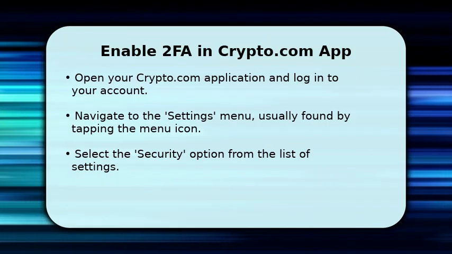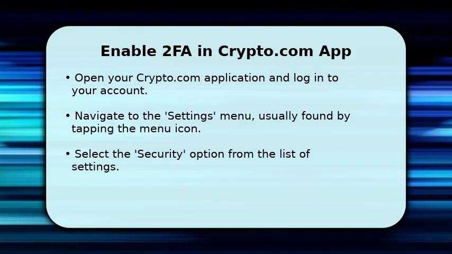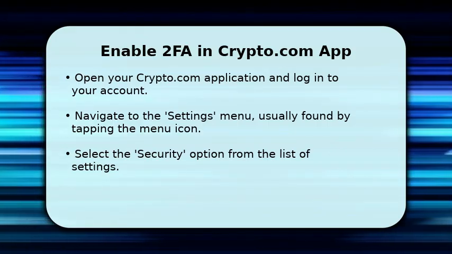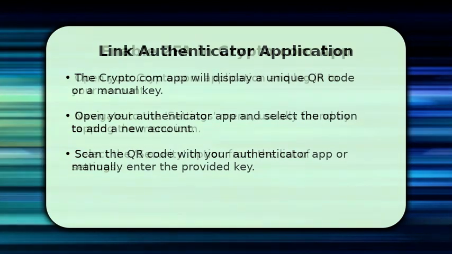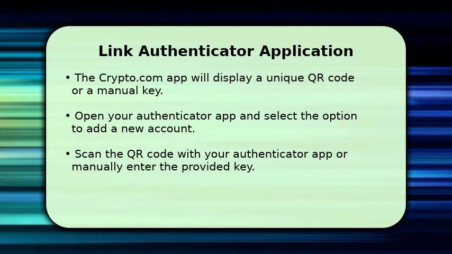Within the Security section, you will find and choose two-factor authentication to start the activation process. The app will then guide you to the next step, which involves linking your Authenticator application. Upon selecting two-factor authentication, the crypto.com app will present you with a unique QR code and a manual setup key.